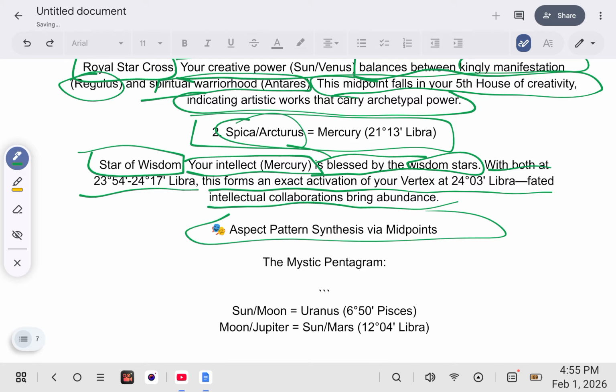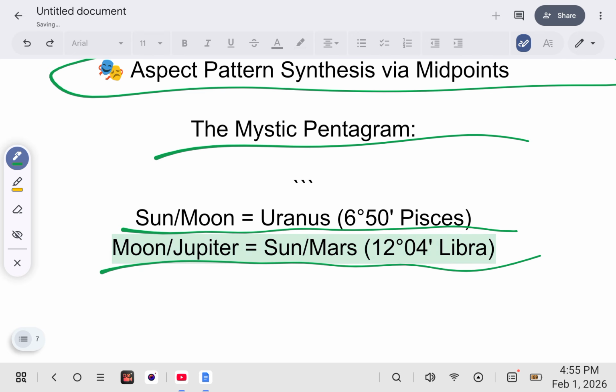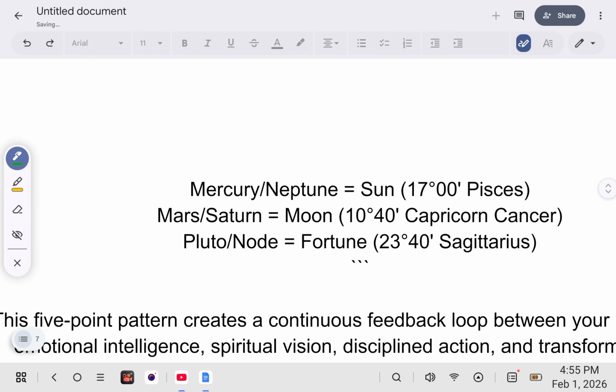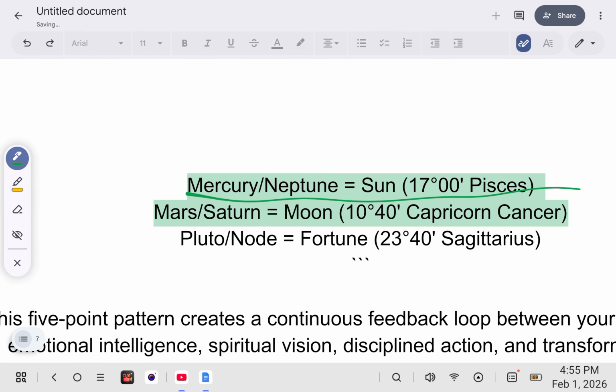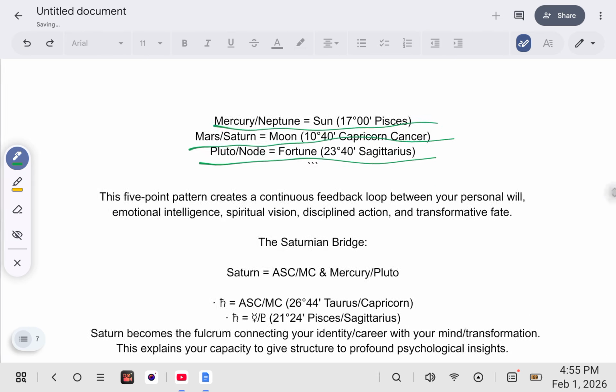Let's do the aspect pattern synthesis via midpoints, the mystic pentagram. So Sun, Moon equals Uranus, 6°50' Pisces. Moon, Jupiter equals Sun, Mars, 12°04' Libra. Mercury, Neptune equals Sun, 17 degrees Pisces. Mars, Saturn equals Moon, 10°40' Capricorn, Cancer. Pluto, Node equals Fortune, 23°40' Sagittarius.